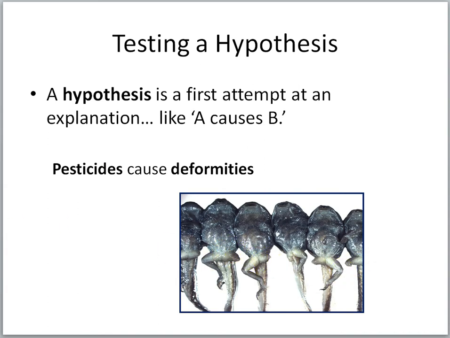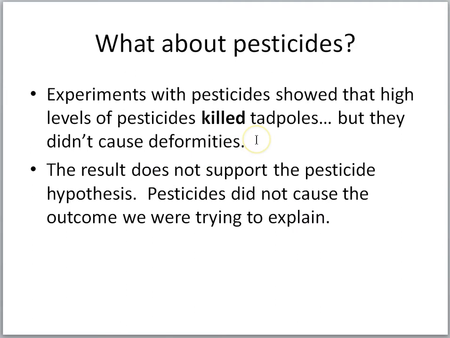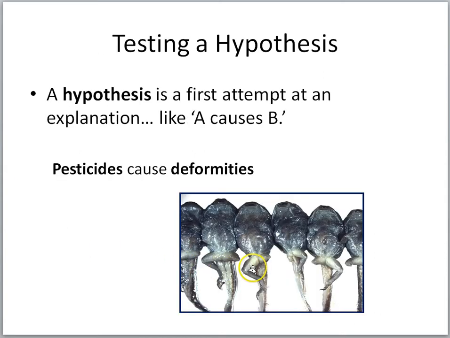A reasonable hypothesis. So scientists did what scientists do. They designed an experiment where you have two groups, one group of tadpoles that don't get any pesticide, the other group of tadpoles gets pesticides. What they found was that high levels of pesticides did in fact kill tadpoles, but they didn't cause deformities. So the result does not support the pesticide hypothesis, because the pesticides did not cause the outcome that we were trying to explain in the first place. So the pesticides are toxic in high levels, but they weren't causing the outcome that we're trying to explain. So the pesticide hypothesis was weakened by those early experiments.